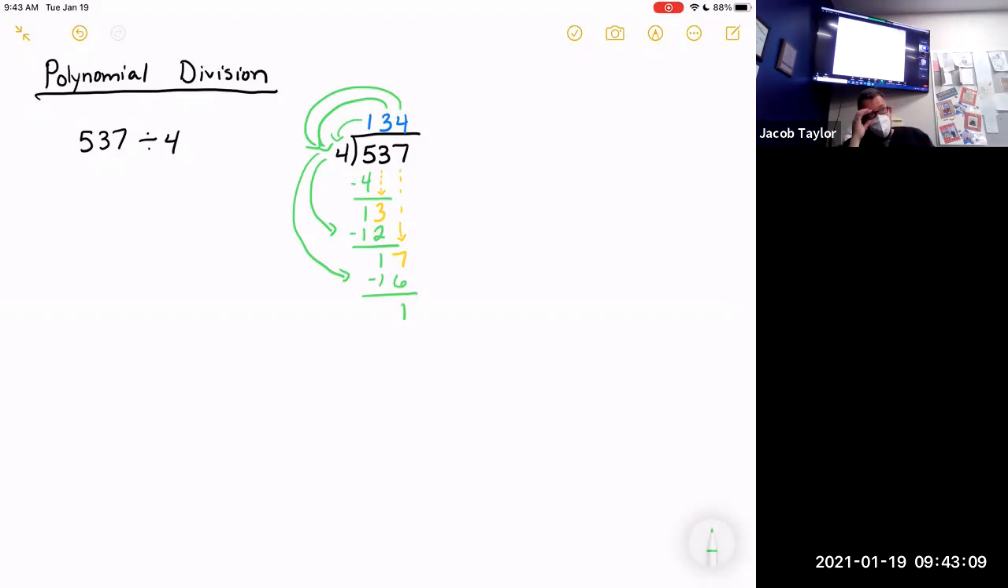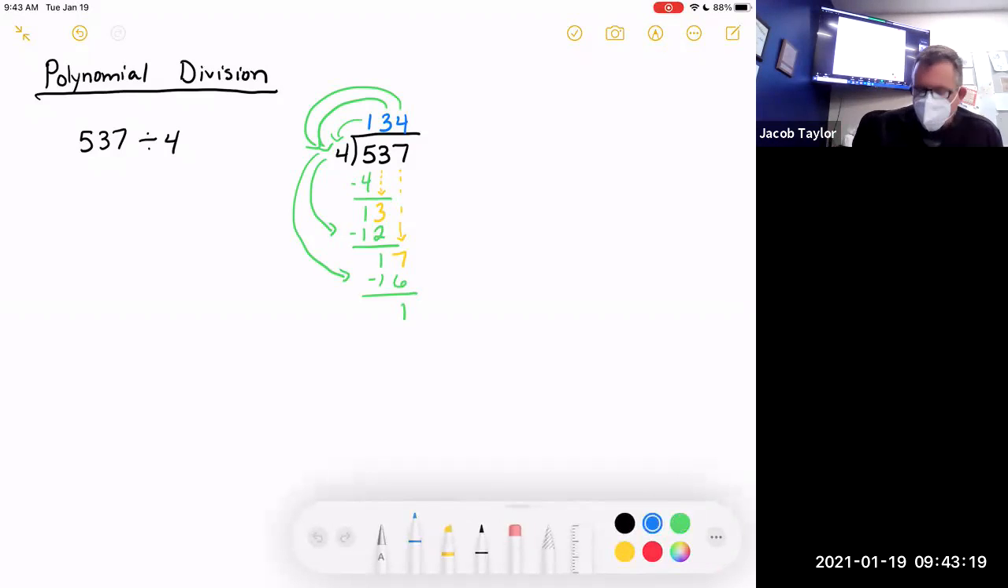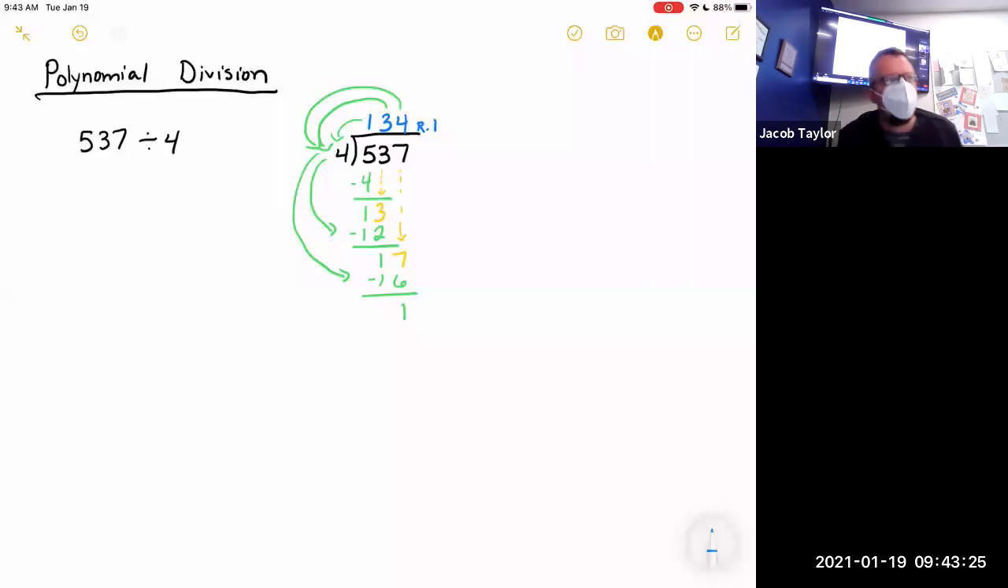So let me show you the way that my elementary school teacher taught me to write a remainder, but I don't want you to write it because it's way wrong. The way my elementary school teacher taught it to me was wrong. My elementary school teacher said, whenever you get to the end and your remainder is 1, just come right up here and write R1. So you say 134 with a remainder of 1.